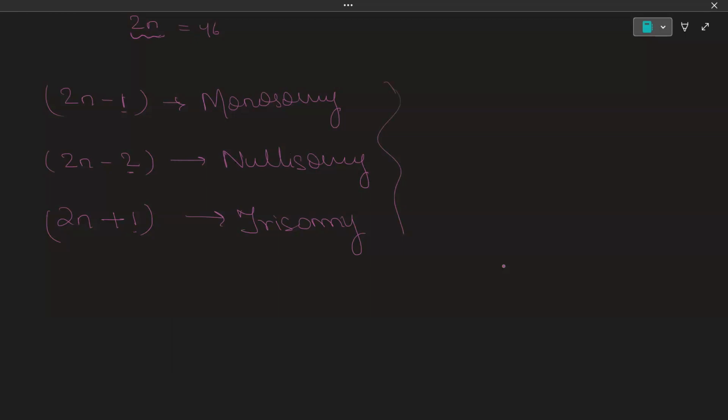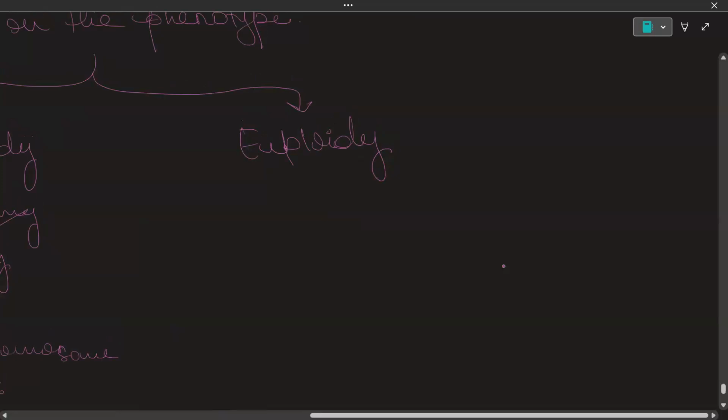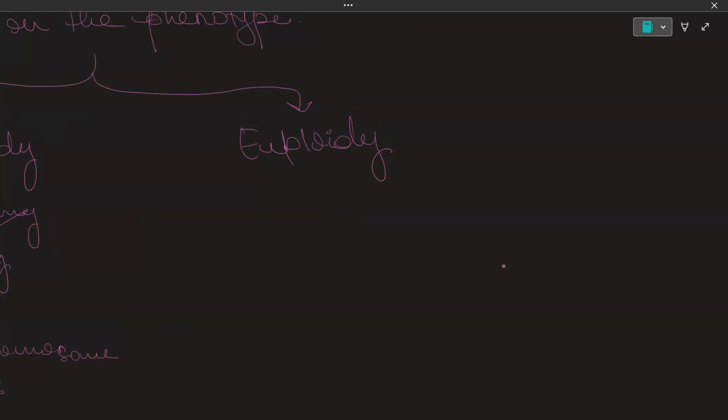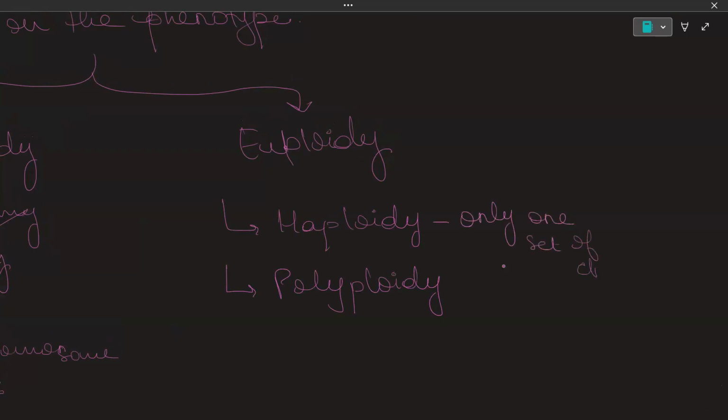All right. Now talking about euploidy. So euploidy, basically what happens is that when a set of chromosomes varies, that is euploidy. The cases of euploidy are haploidy, meaning only one set of chromosomes is there, and polyploidy, meaning more than two sets of chromosomes are there.